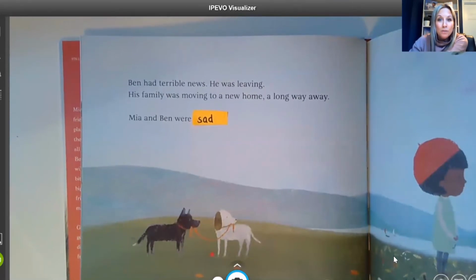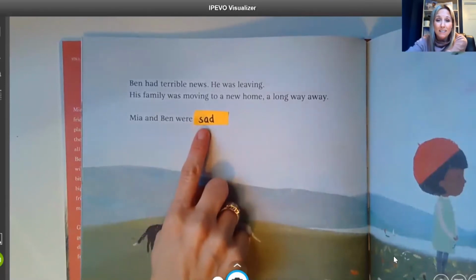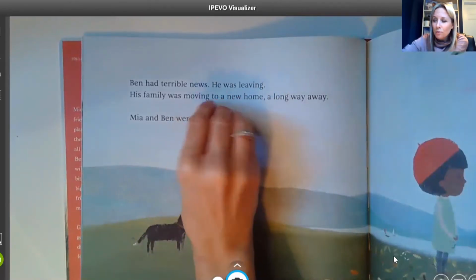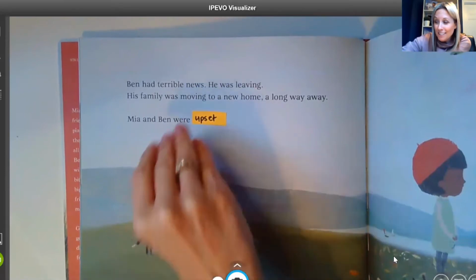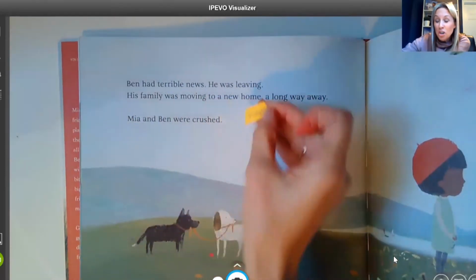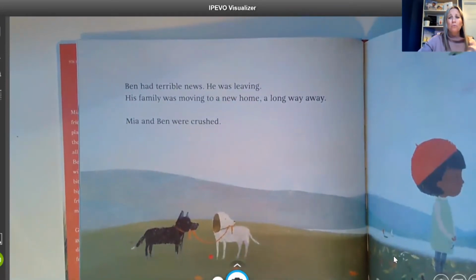His family was moving to a new home a long way away. Mia and Ben were sad. Let's try another word. Mia and Ben were upset. Yeah, that feels a little bit bigger, right? Still not big enough for these authors. Look what word they chose. Crushed. Mia and Ben were crushed.